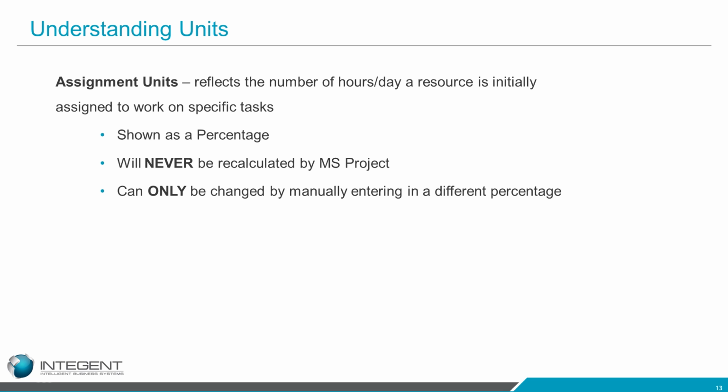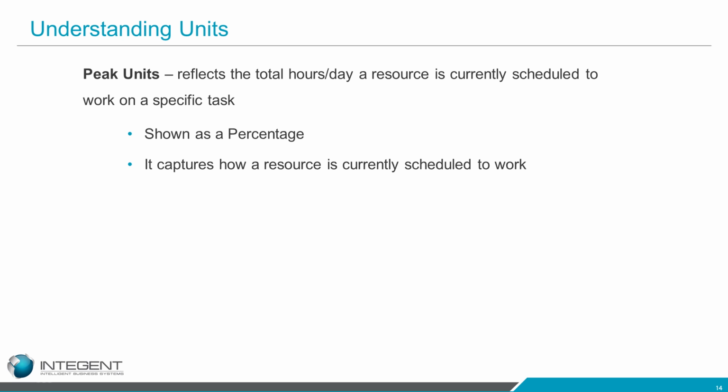Assignment units is how you, as a project manager, assign resources initially to work on specific tasks. Again, this is a percentage, just like we see in the maximum units. This is not recalculated by project, and it can only be changed if you manually adjust it. I'll show this to you in a second. And peak units, again, is shown as a percentage just like the other two, but it also lets you know how a resource is currently scheduled to work.